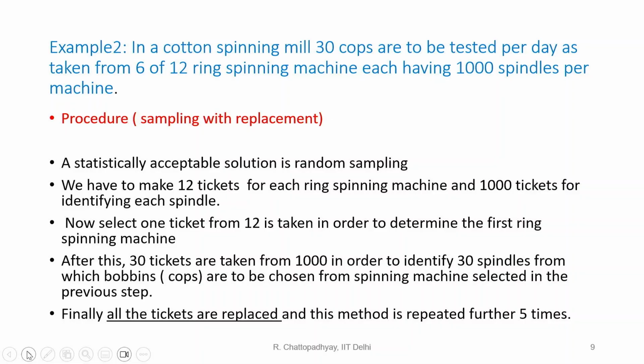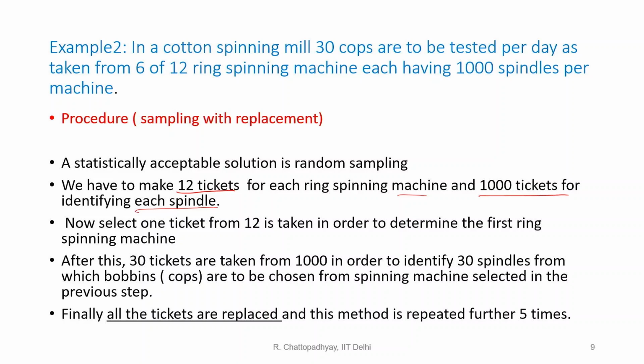So how to go about it? We have to make first 12 tickets for each ring spinning machine because there are 12 machines. Each ticket will be assigned to one particular ring spinning machine. And then we should also have 1000 tickets for identifying each spindle. There are 1000 spindles, maybe 500 spindles on one side and 500 spindles on the other side of the ring spinning machine. Total 1000 spindles. So we'll also have 1000 numbers, or you can say tickets, representing the 1000 spindles.